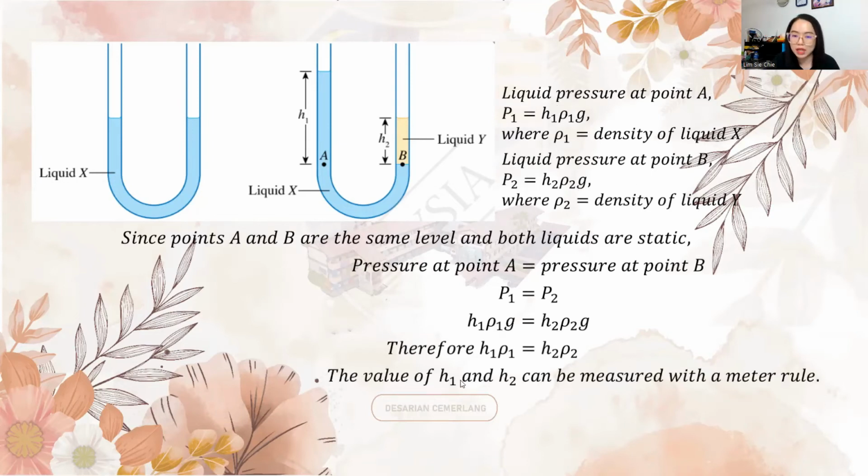The values of H1 and H2 can be measured by using a meter rule. If you conduct this activity in class with a manometer, you can measure both heights, and then you can find out the density of liquid Y. Let's say liquid X is water. Then what is the density of liquid Y? As long as you know the density of liquid Y, you can predict what type of liquid was put inside there. So let's move on.